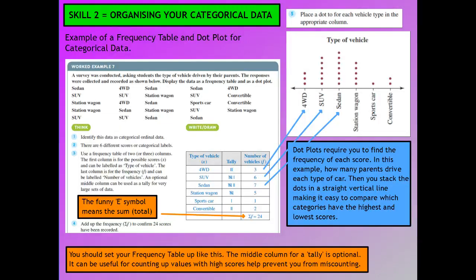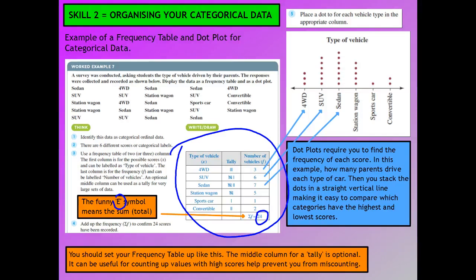Here we've got another example of a frequency table that's already been completed. And this is about surveying families as to what type of car they've got, not the brand, but what category of car. So the type of vehicle can be four-wheel drive, SUV, sedan, station wagon, sports car, or convertible. If you see this funny E symbol, which is down here before the F, that's just a symbol that stands for the total. So as we spoke about on the previous slide, the total frequency. Here it's 24. If you add up 3, 6, 7, 5, 1 and 2, you should get that answer of 24 down the bottom.